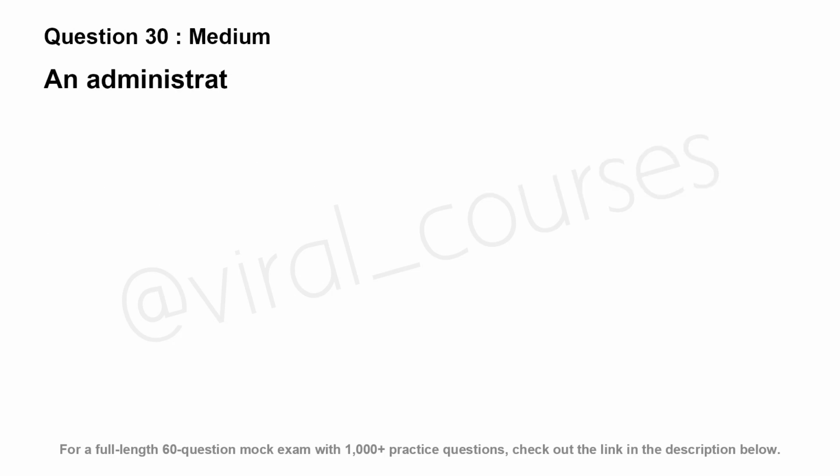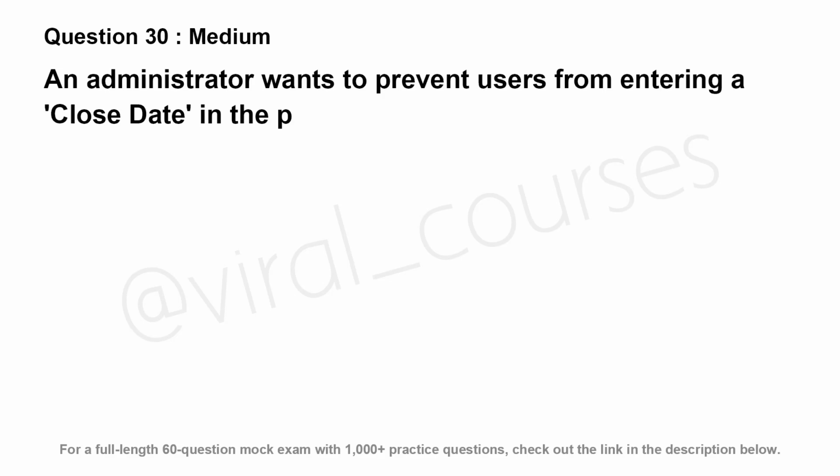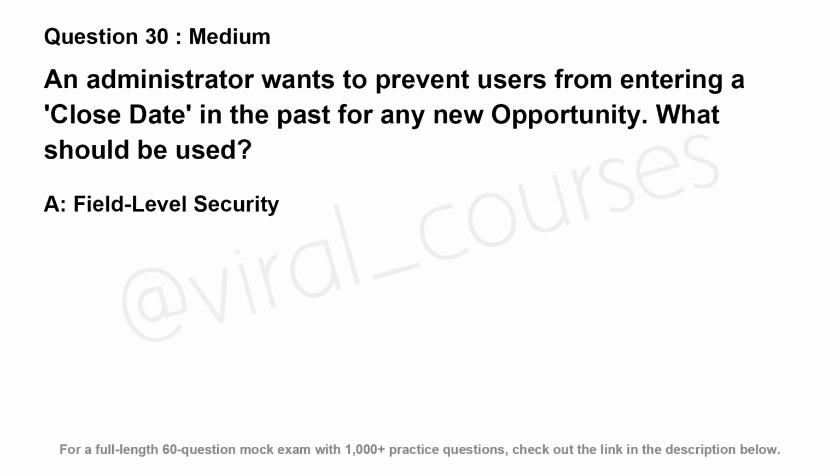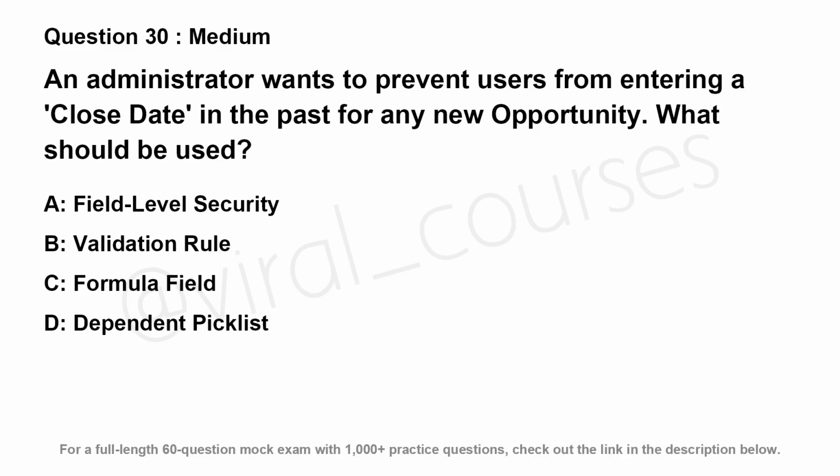An administrator wants to prevent users from entering a close date in the past for any new opportunity. What should be used? Option A, field level security. Option B, validation rule. Option C, formula field. Option D, dependent picklist.